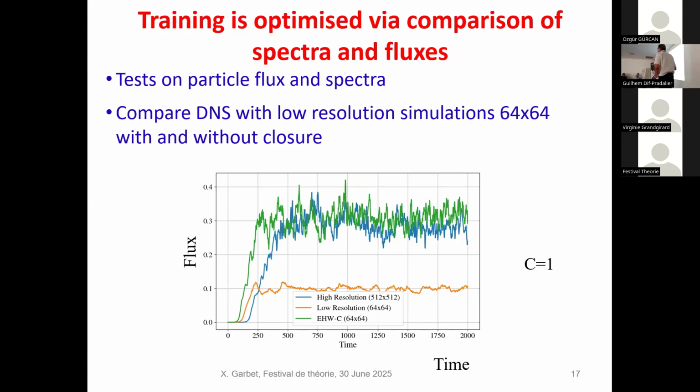This is not entirely the end of the story, though. At the end of the training, you still have to perform tests to see whether all this is working or not. So for this, you optimize your training by comparing, after one iteration, or a set of iterations, I should say, the flux versus time here, and the same for spectra, against the high resolution case, which is the blue curve here. So this is DNS 512 squared.